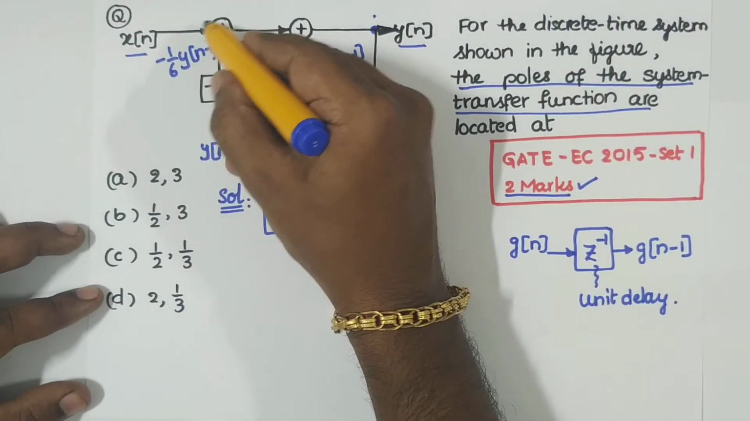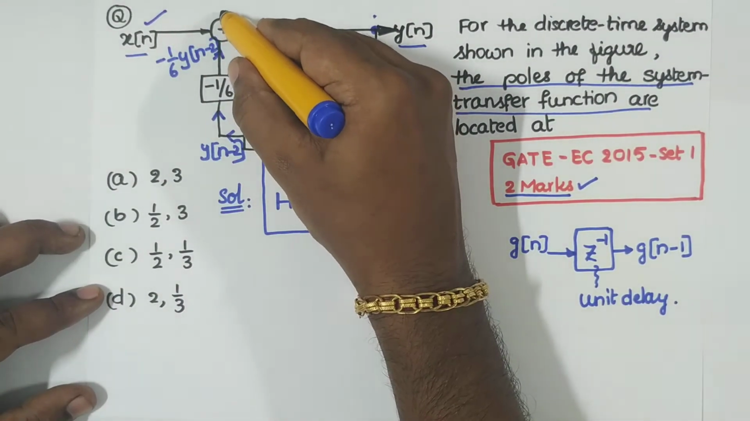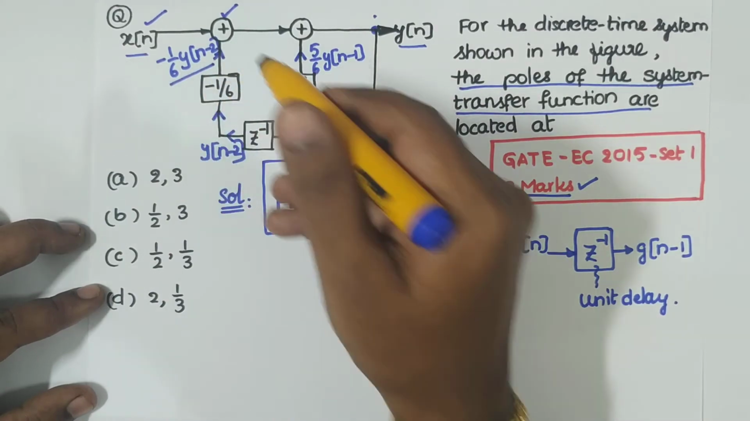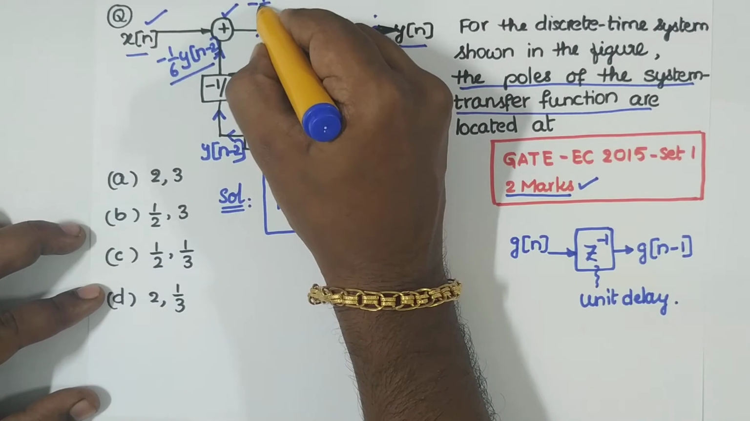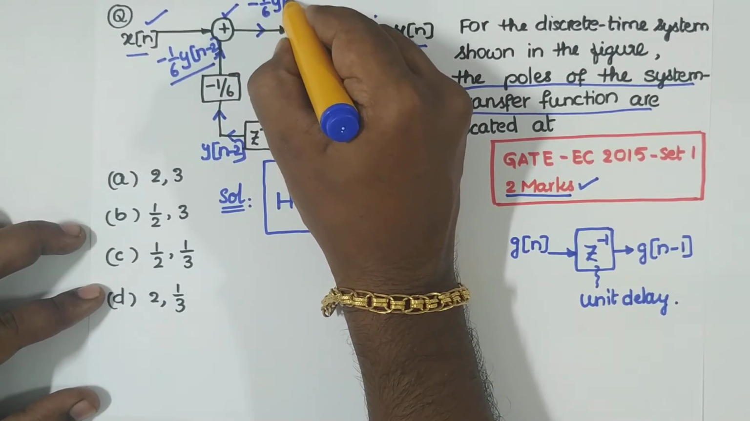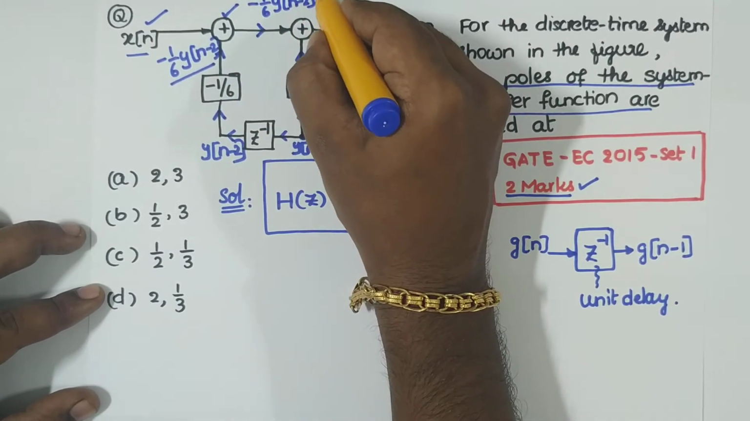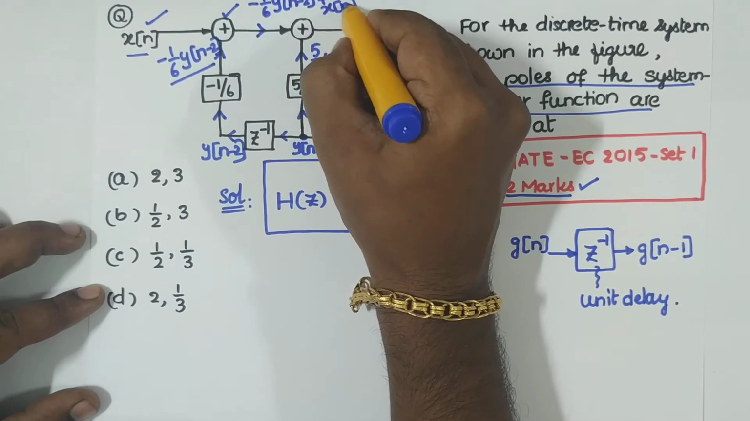Now what do you have here? x of n plus minus 1 by 6 y of n minus 2. We have it like this: minus 1 by 6 y of n minus 2 plus x of n.